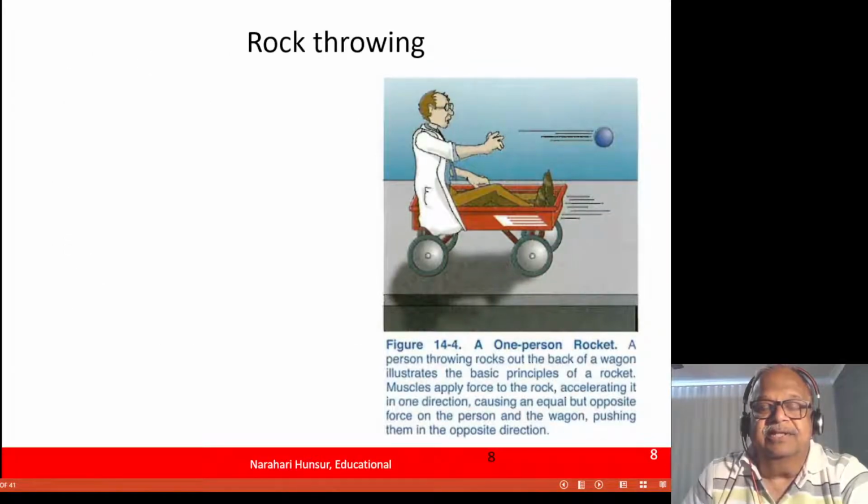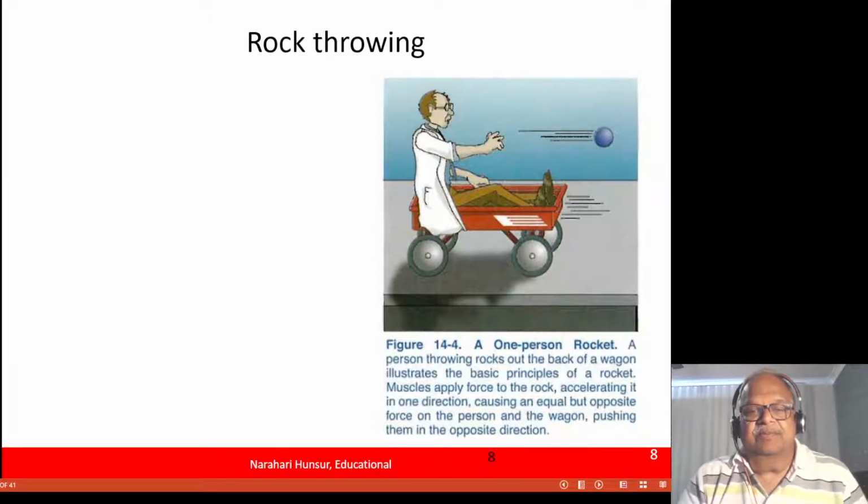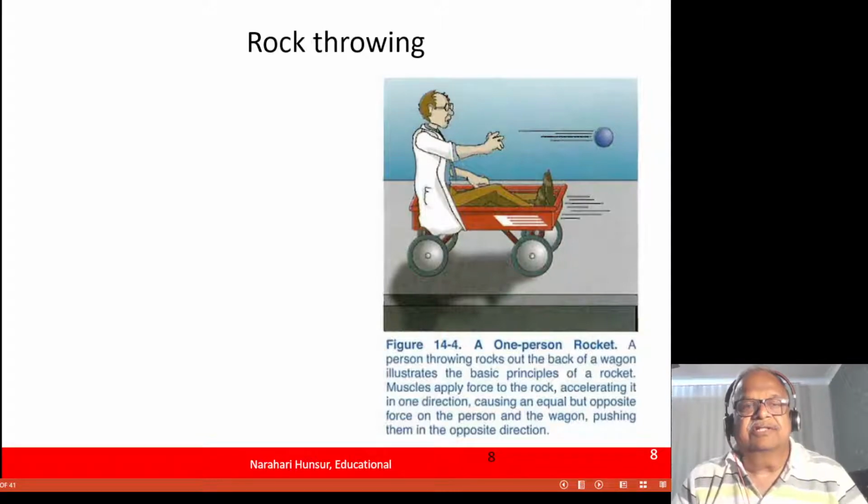So this is the one I mentioned. This is a nice picture from a textbook which I borrowed. All copyrights belong to the owners, and no claim to originality is made by me. This is for educational purposes. I borrowed it.